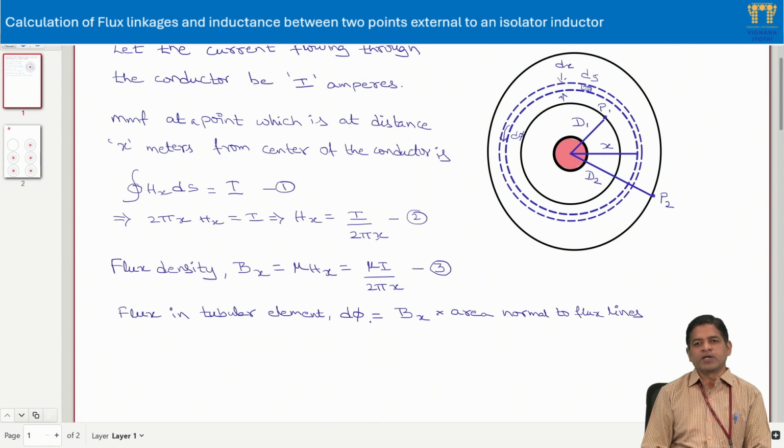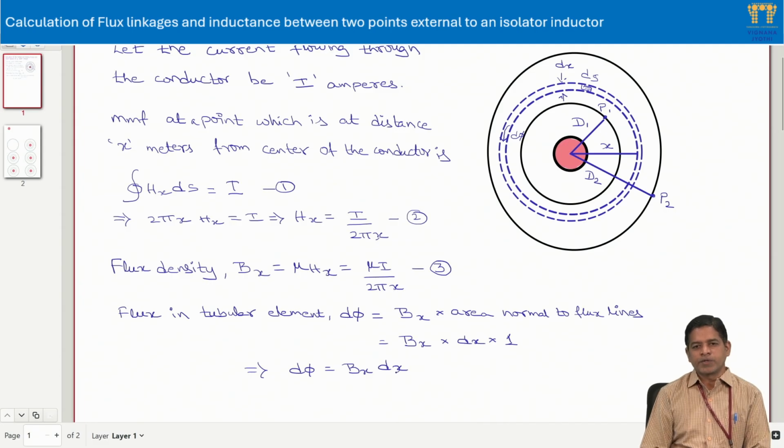Then if I consider a conductor of unit length, say 1 meter, then this becomes Bx into, now the area which is normal to the flux lines will be equal to the width of this tubular element, which is dx, multiplied by the length of the conductor. Let us consider the conductor length of 1 meter. So then that conductor length will be 1. So as a result, we may write d phi is equal to Bx into dx.